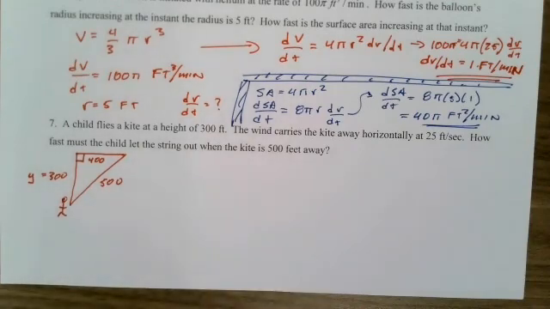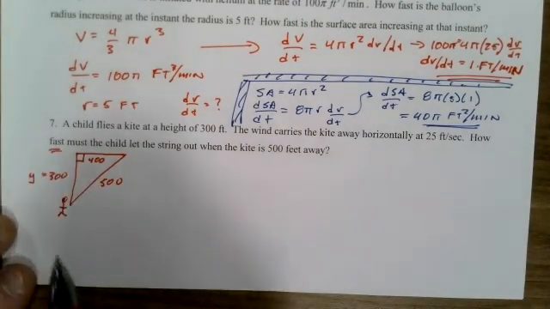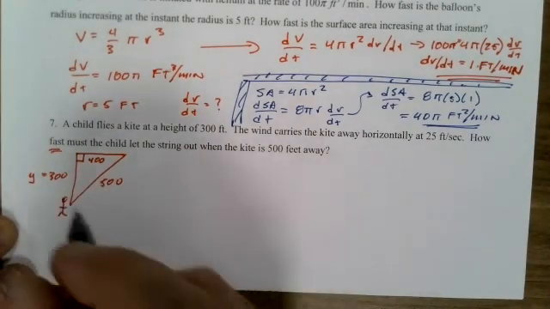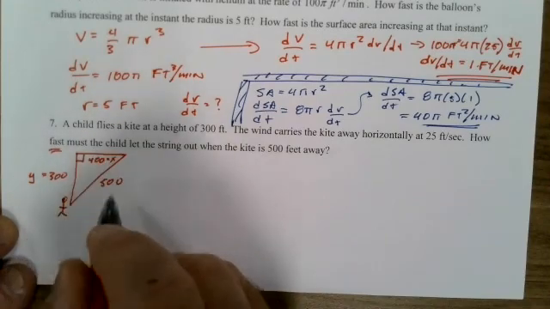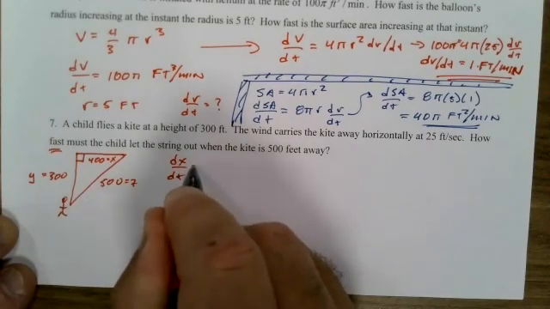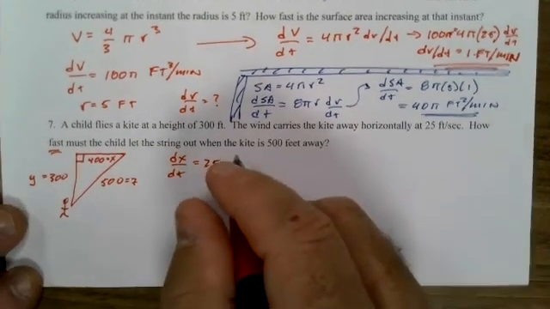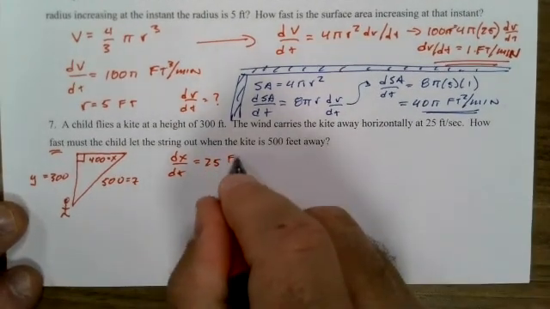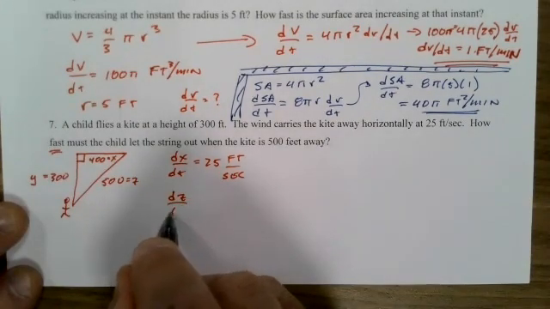So I'm very confused by this. Oh, how fast. I read far. All right. How fast must the string be out? This is your x. This is your z. So dx/dt we're given is 25. I'll put the units in on this one to be a little thorough: feet per second. And they want to know dz/dt.